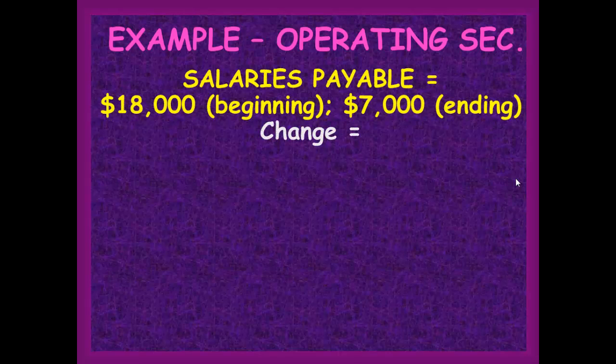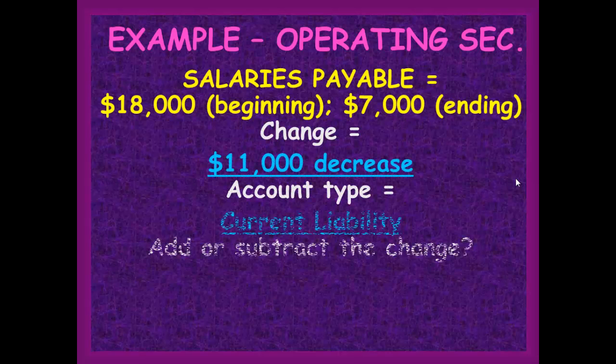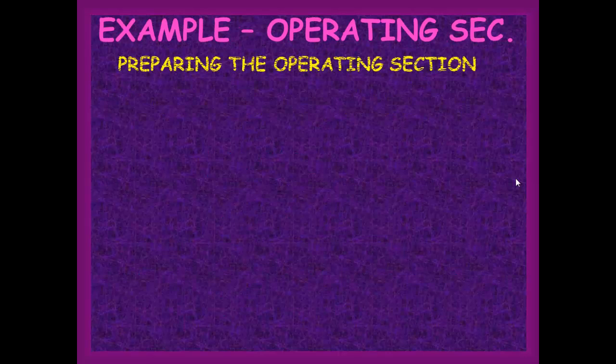Finally, salaries payable began at 18, ended at 7. During the year, salaries payable has gone down. What type of an account is salaries payable? Current liability, and it's gone down. Let's see, the rules say current liability decrease. What are we going to do with that? We're going to subtract. Why is that? Well, for salaries payable to go down, for a liability to go down, I must have done what? Paid it off. If I pay it off, cash is going to go out. That's why I subtract. Let's prepare the operating section then, given that data.